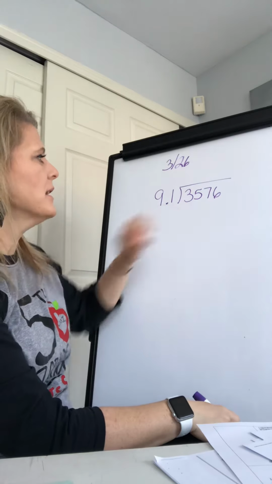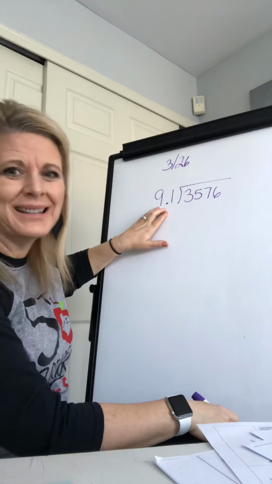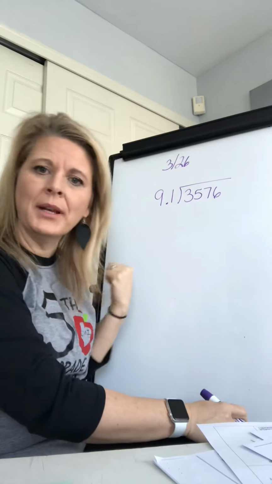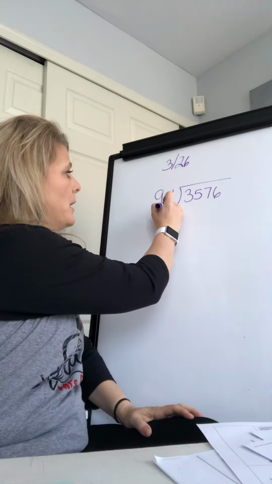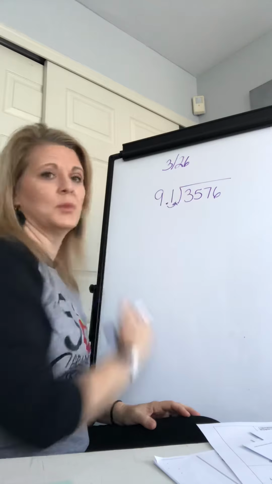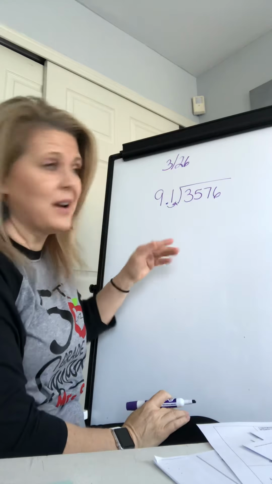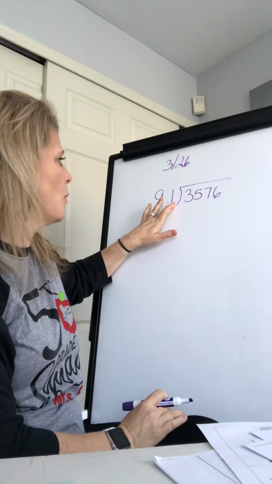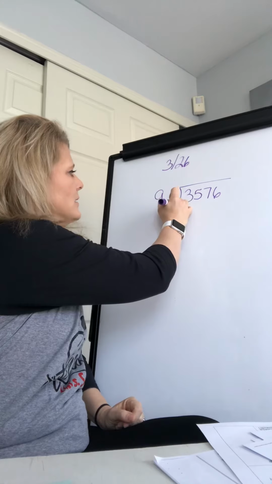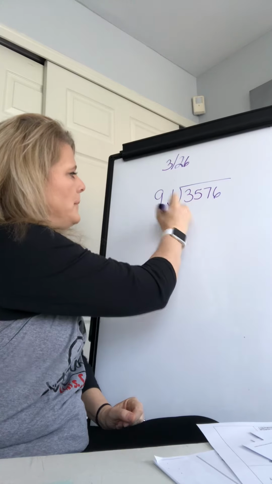So we have 3,576 divided by 9 and 1/10. Well, remember, we want to get our decimal out of our divisor. When we do that, we're going to bump it over into the ghost decimal place. When we move it over there, it's almost as if it's gone. So we just move it over one place, and now it's almost like we just have 91.